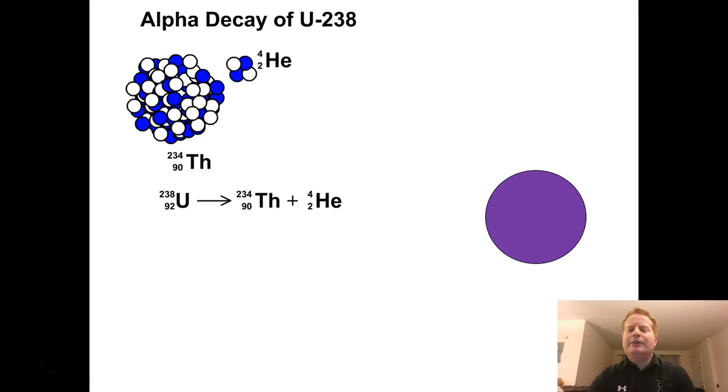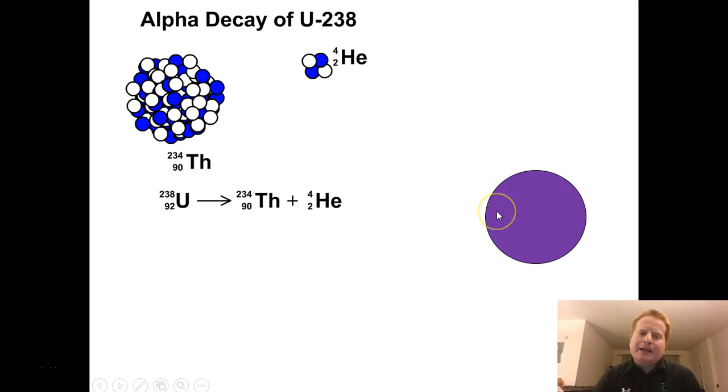So for now, you want to think of this purple sphere as our radioactive uranium-238, like the beginning of the process. And then you want to think of this red sphere as the thorium that it changed into after it did the radioactive decay. Okay, so that's going to be useful for our next simulation. So purple is the original radioactive uranium, and red is what it became afterwards.